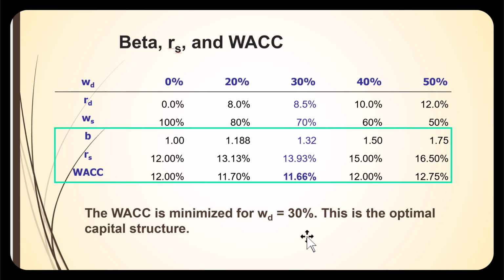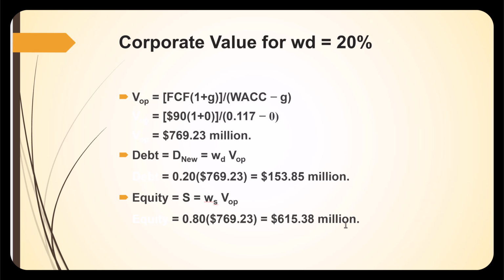But what we'd like to know is how does that play out for us when we look at value? How does the value of the company change? So the value at 20% debt, again, here's our 11.7 at 769.23 million. So the new debt is 20% of that, 153. Equity, 80% of that, 615.